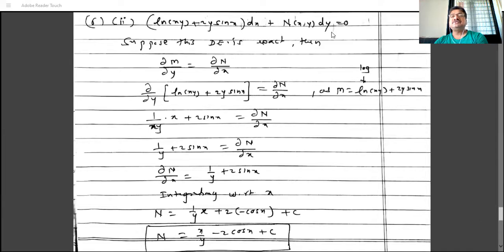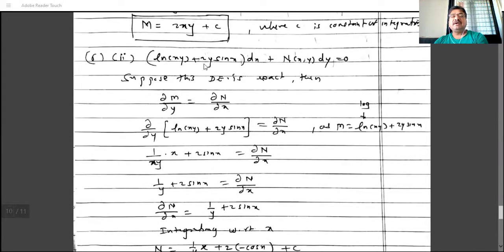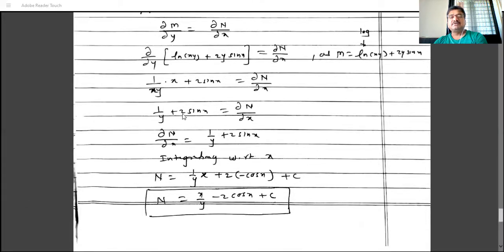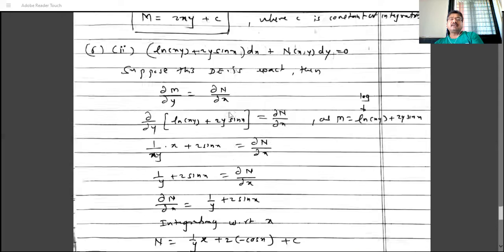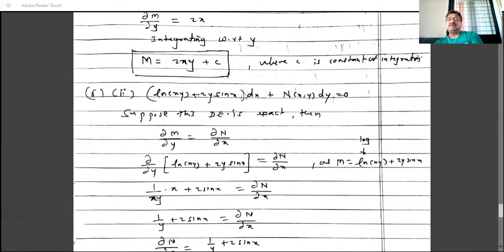If you substitute this n, the equation becomes an exact differential equation. ∂M/∂y is 1/y + 2 sin x. If you find ∂N/∂x, the derivative of this quantity with respect to x is 1/y, minus 2 times the derivative of cos x, which is −sin x, so minus becomes plus, and the derivative of c is 0. Therefore we have 1/y + 2 sin x. If you check whether this differential becomes exact, we observe that ∂M/∂y is equal to ∂N/∂x.